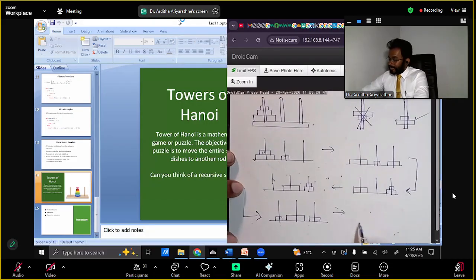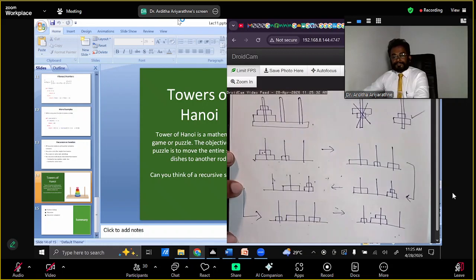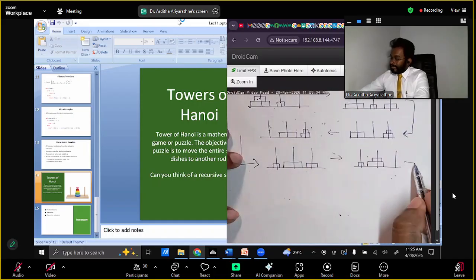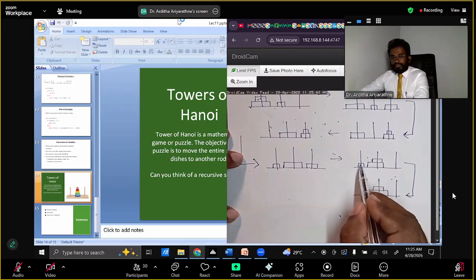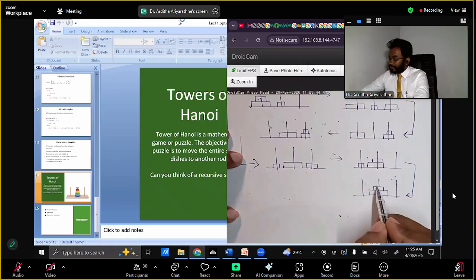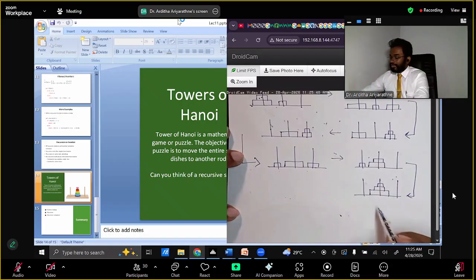In the next level, what we can do, now the larger one is here. Now you can move the medium one on top of that, and still the small one is here. And in the next level, we can completely solve this. Larger one and the medium one is here. The small one you can shift to here. Now you won the game. Now you win.